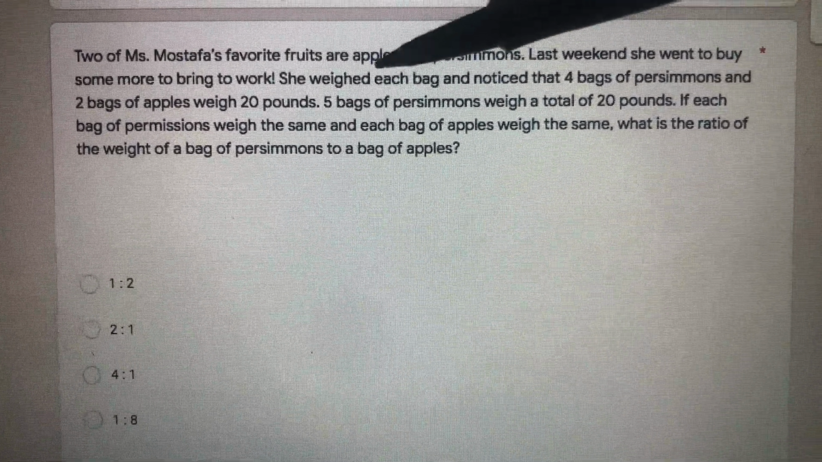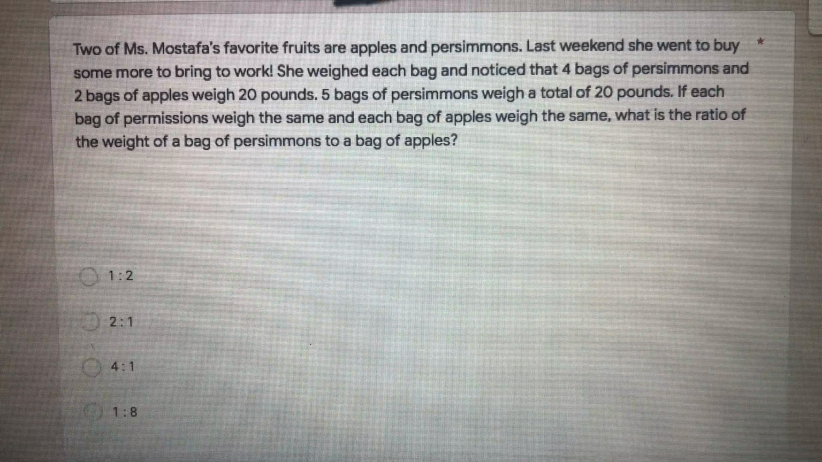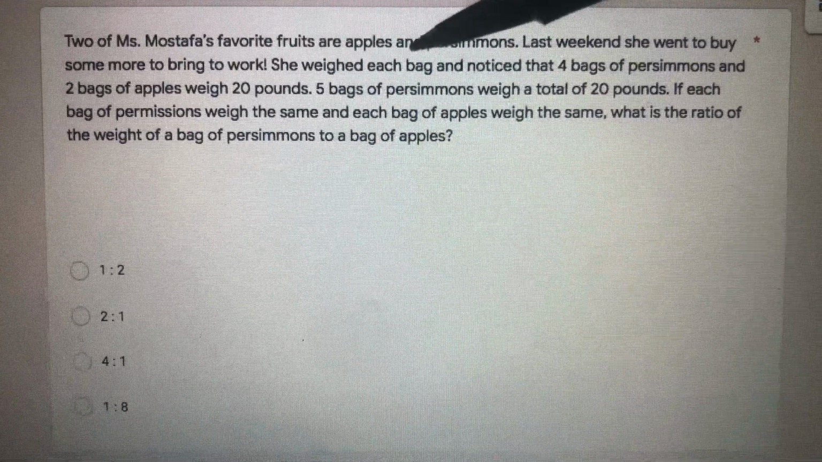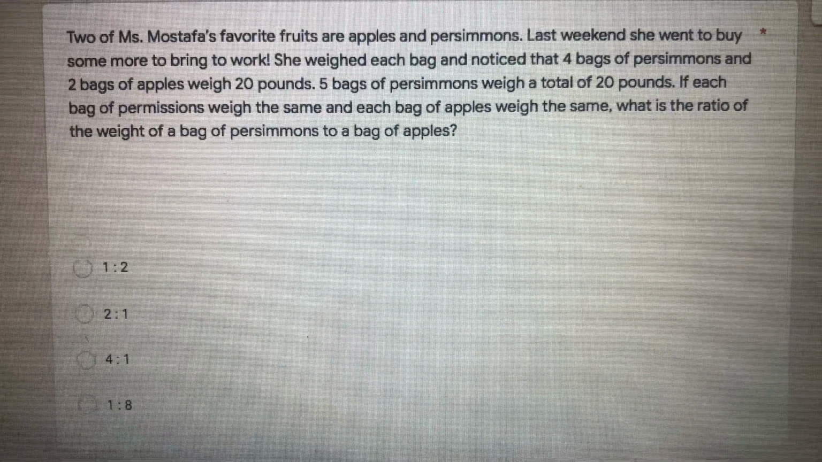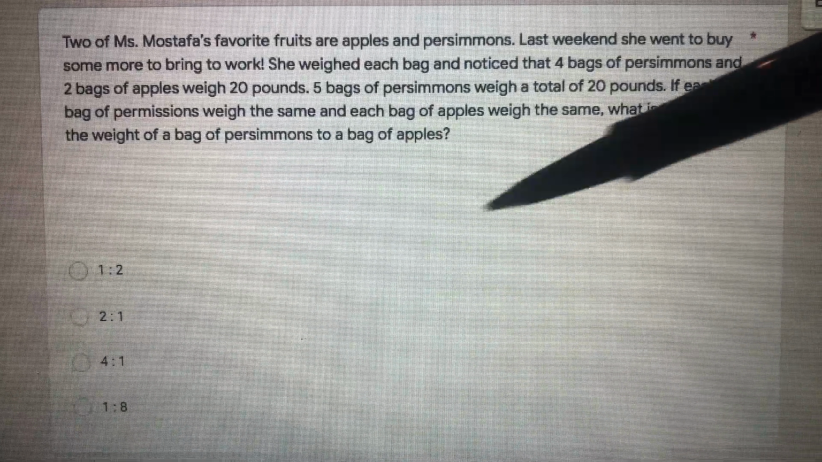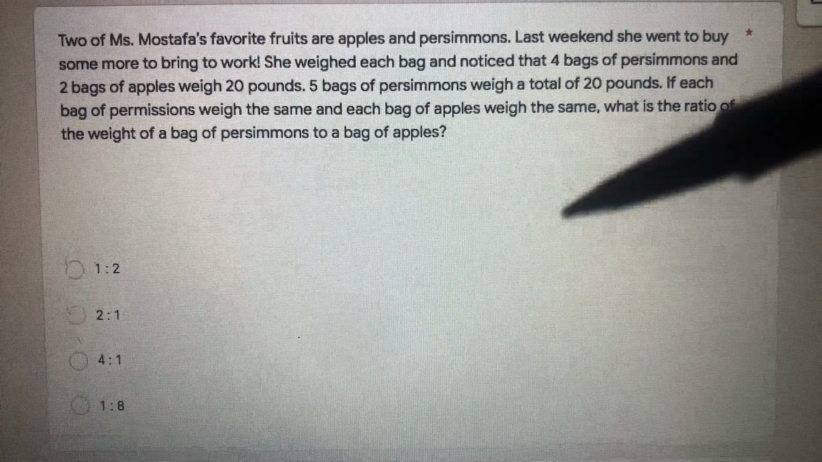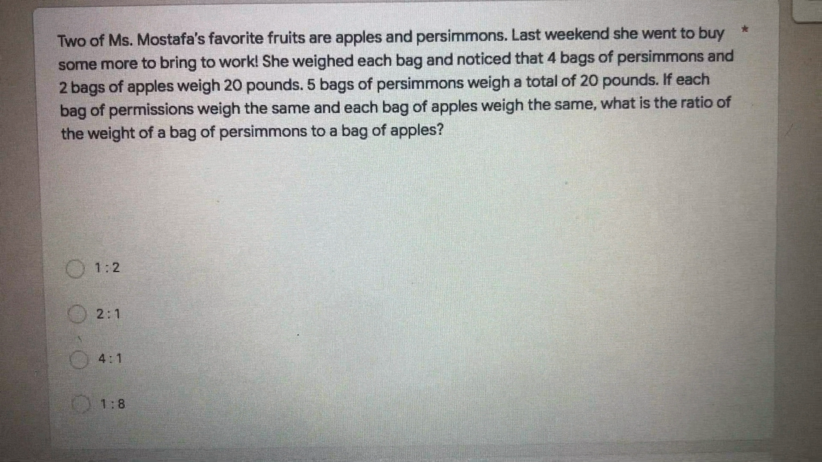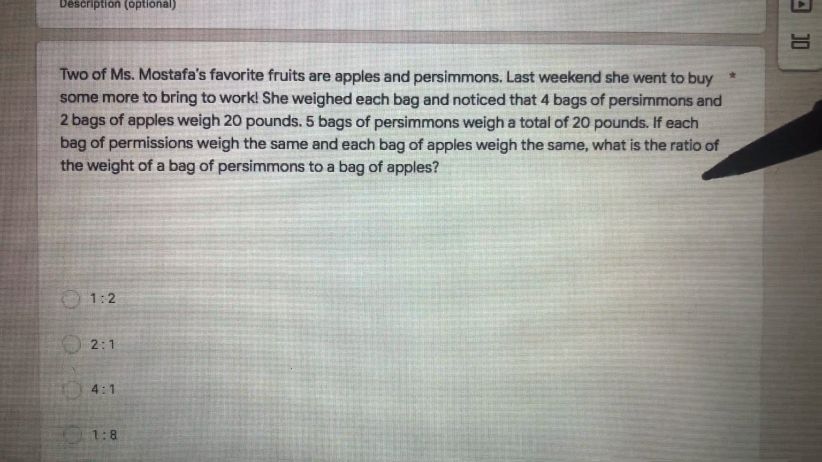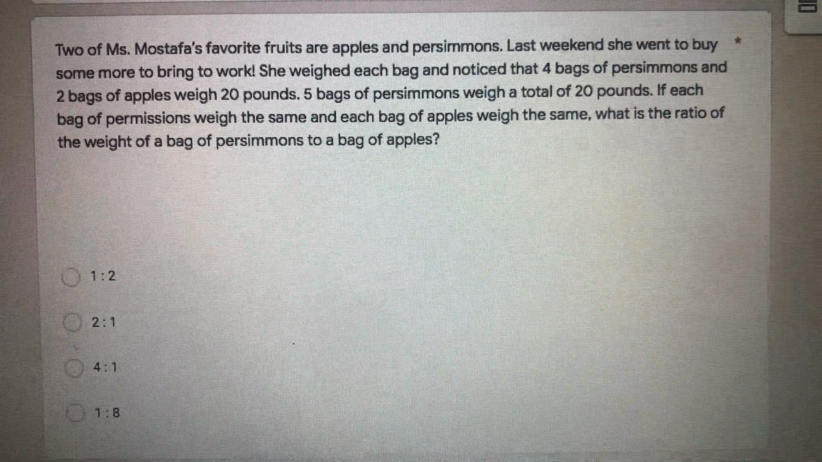So, last weekend, she went to buy some more to bring to work back in non-COVID days. She weighed each bag and noticed that 4 bags of persimmons and 2 bags of apples weigh 20 pounds. 5 bags of persimmons weigh a total of 20 pounds. So this part right here is super important information. 4 bags of persimmons and 2 bags of apples together weigh 20 pounds, but also 5 bags of persimmons together weigh 20 pounds. If each bag of persimmons weighs the same and each bag of apples weighs the same, what is the ratio of the weight of a bag of persimmons to a bag of apples?